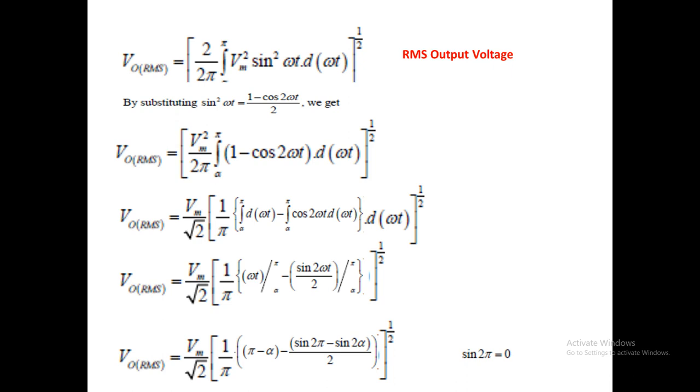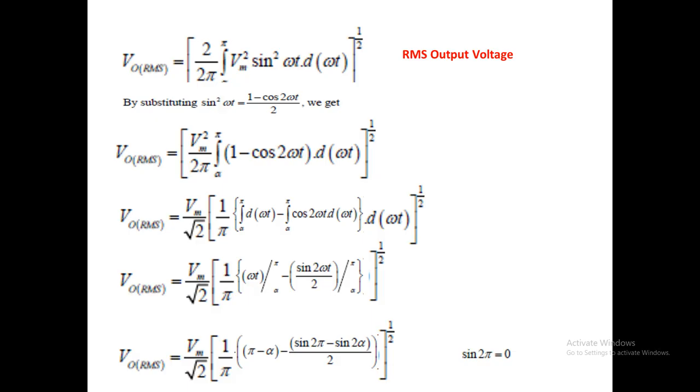On integrating cos 2 omega t we will get sin 2 omega t by 2. These things you can refer in any maths book, the integration and differentiation. So for integrating 1 we get omega t, and for integrating cos 2 omega t we get sin 2 omega t by 2, to the limit of alpha to pi. After substituting the upper limit minus lower limit, we get pi minus alpha for omega t, and sin 2 pi by 2 minus sin 2 alpha by 2, all to the power of 1 by 2.